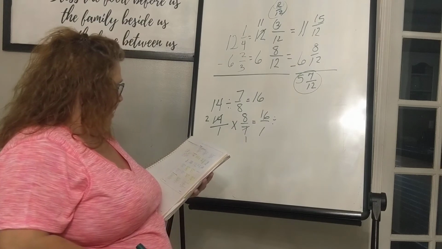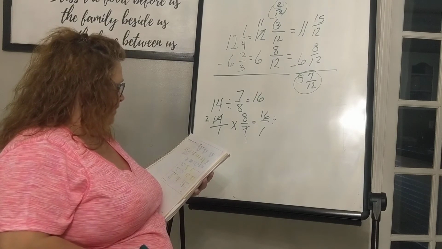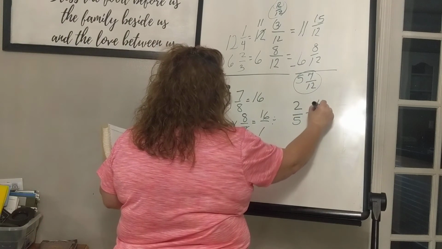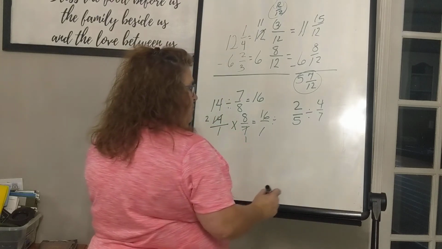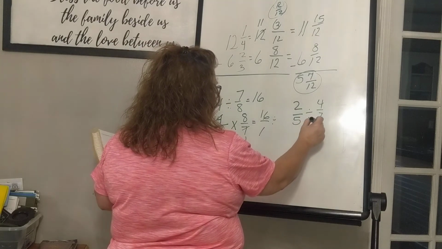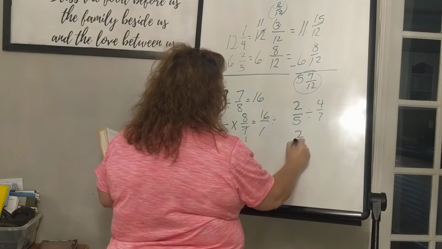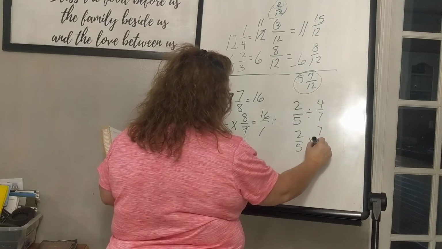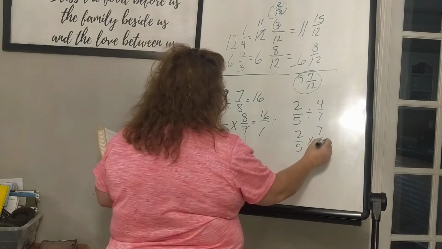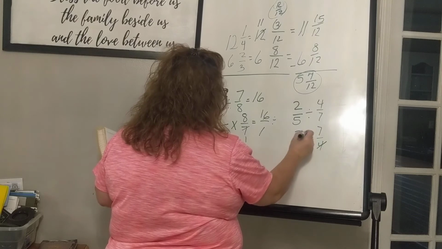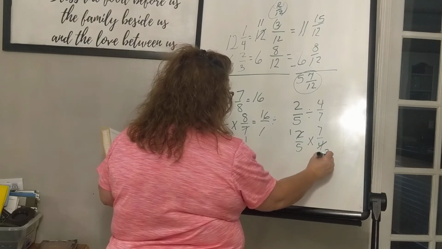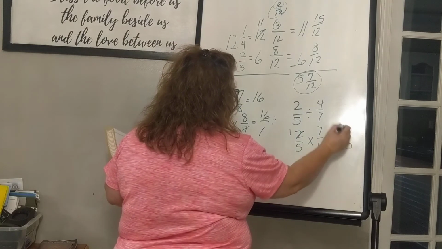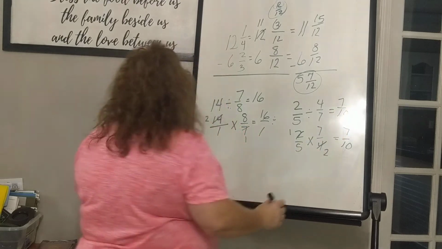Look at letter H-I-J-K-L, letter K. We have 2/5 divided by 4/7. So we're dividing by a fraction. We have to change and flip. So 2/5, instead of divide, times, and flip, instead of 4/7, 7/4. Okay? 2 will go into 2 one time. 2 will go into 4 two times. So 1 times 7 is 7, and 5 times 2 is 10. So our answer is 7/10.